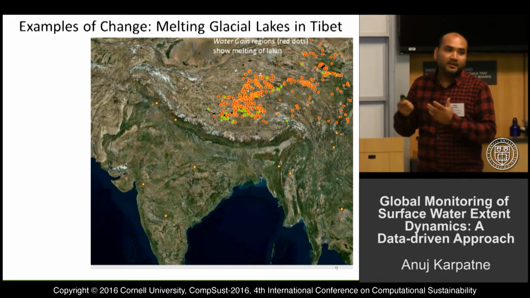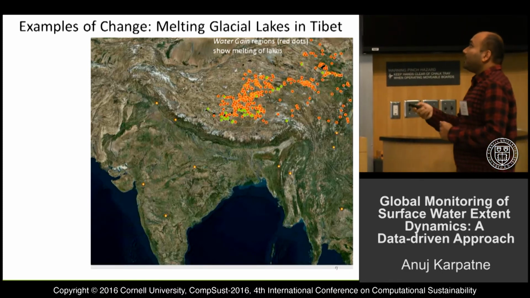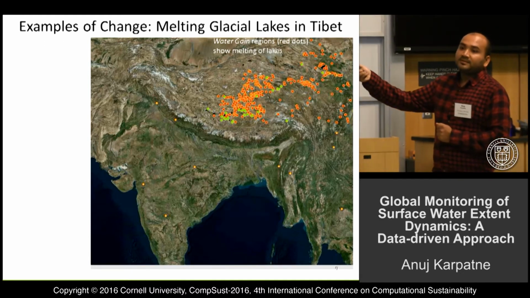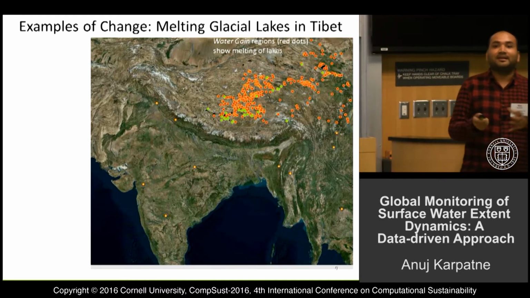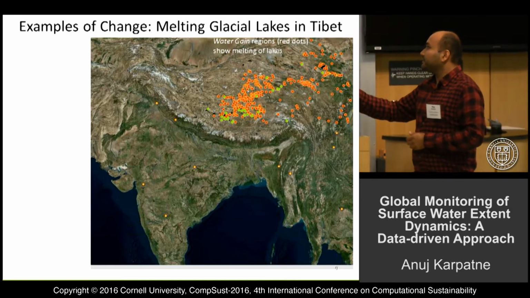Here is another example of change in Tibet, where we see that all around this region in Tibet, this region is furrowed by red dots, which are regions where the water is increasing in size. Now, every red dot in this image is a glacial lake that is expanding in size because of the melting of glaciers in these regions.